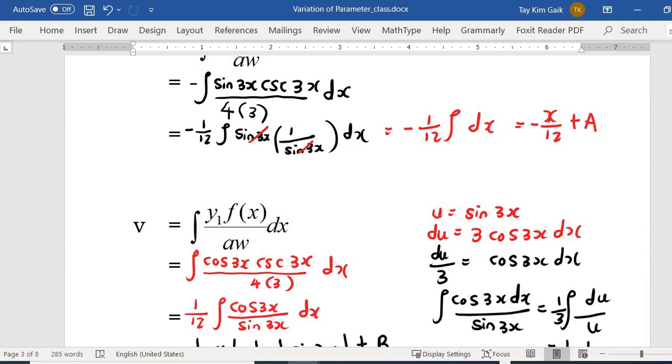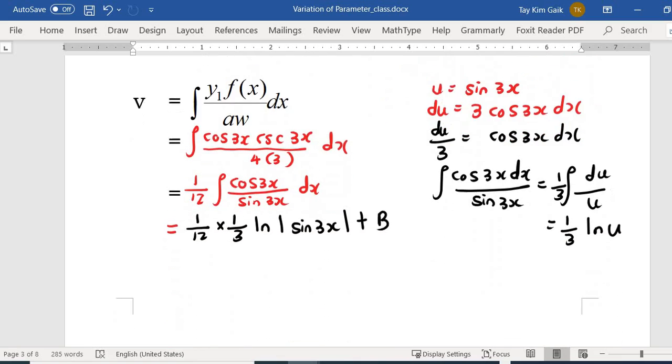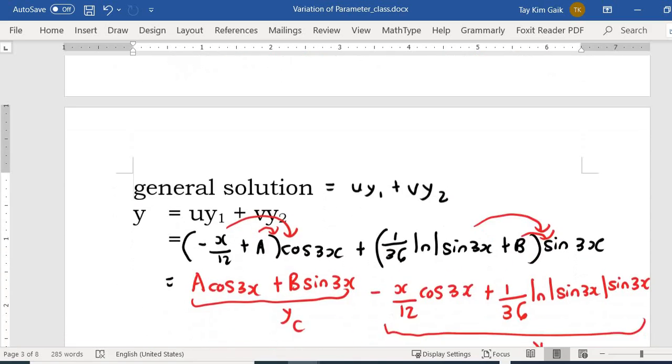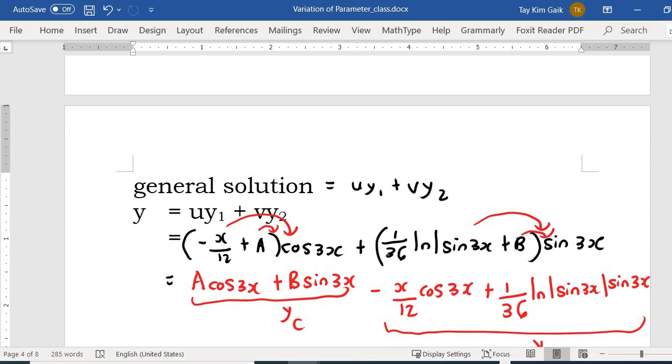So you plug in the a and w. Then after your integration of u, put in the integral constant plus a. V is the positive integral of y1 f(x) over aw. At the end of your v, you need to put in plus b. So lastly, the general solution will be u y1 plus v y2.